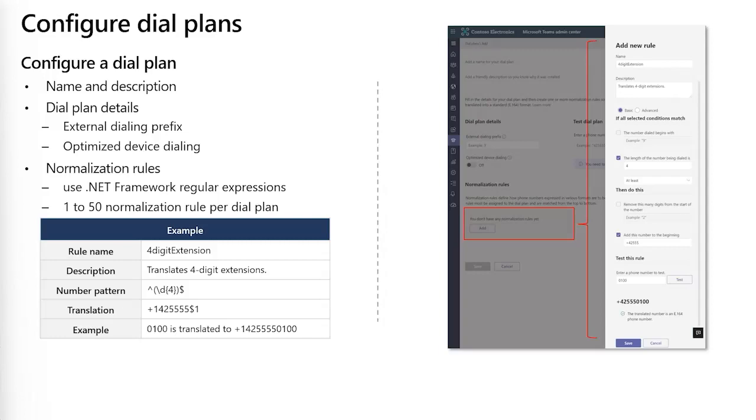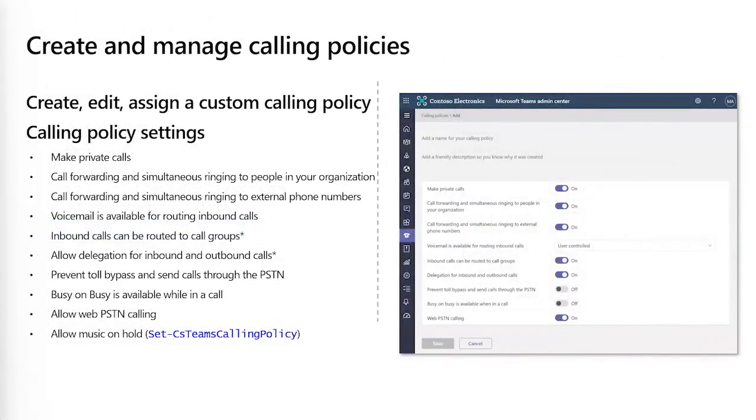We can create and manage calling policies and then assign them to individuals or the organization as a whole or groups. Policy settings include making private calls, call forwarding or simultaneous ringing to people in your organization or even external phone numbers, whether or not voicemail is enabled, whether incoming calls can be routed to call groups, toll bypass, do you want busy on busy? In other words, when you're on a call, do you want to be notified that someone else is trying to call you as well? And whether you want music on hold.